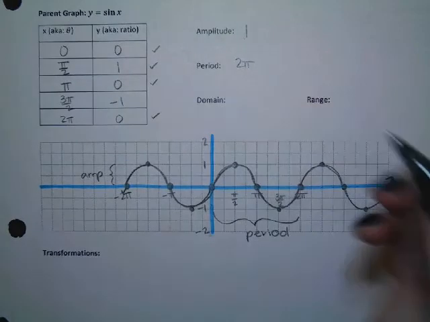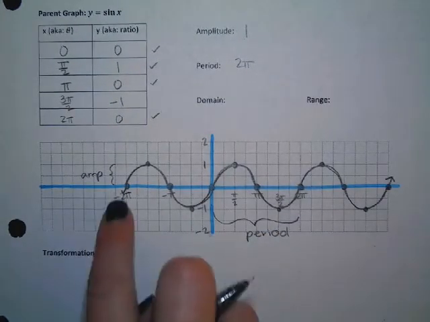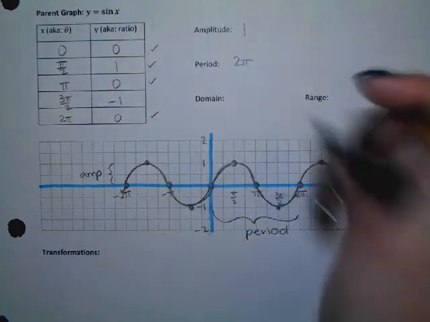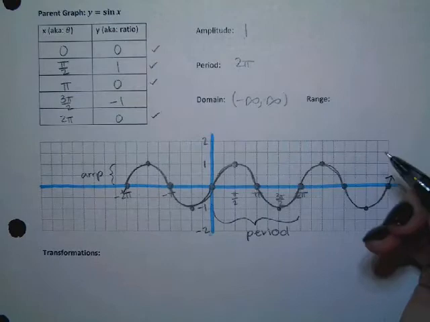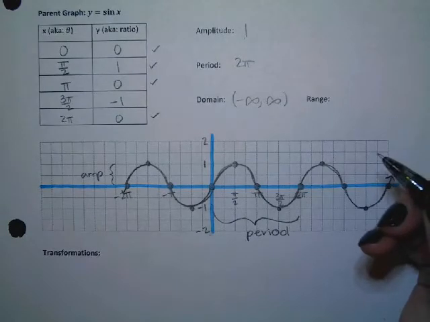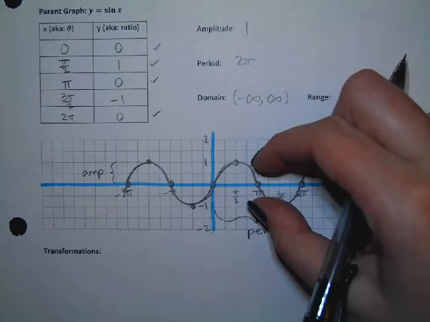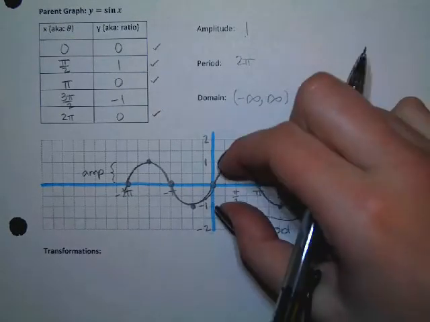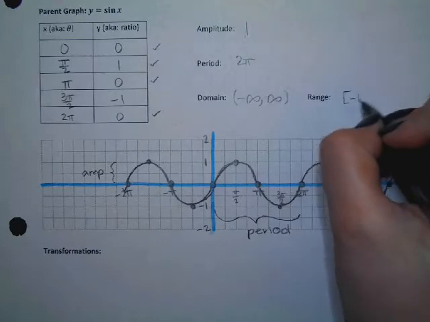Okay. The domain is the x values we can use. You'll notice that it has a left arrow, it has a right arrow, it uses all of them. So domain is -infinity to infinity. The range is limited though. This doesn't go up forever, it doesn't go down forever. It actually bounces back and forth between two values, and that's -1 to 1. It bounces between those. So range is -1 to 1.